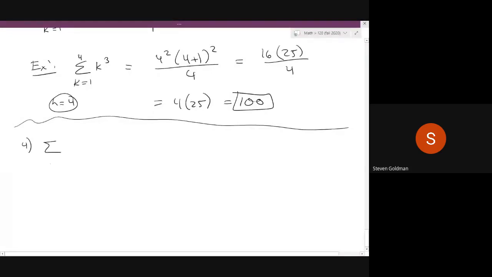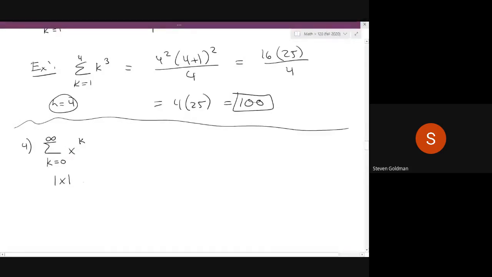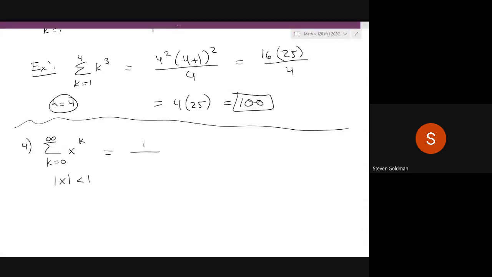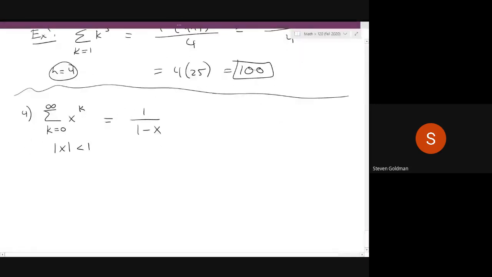So number 4, the sum from k equals 0 to infinity. So this would be an infinite sum, which is known as a series, of x to the power of k, where the absolute value of x is less than 1. So x is some number between -1 and 1. This is equal to 1 over, does anyone know? Has anyone seen this series before? You took 143. Do you remember what this sum is? Yeah. Except here it's x. So 1 over 1 minus x.